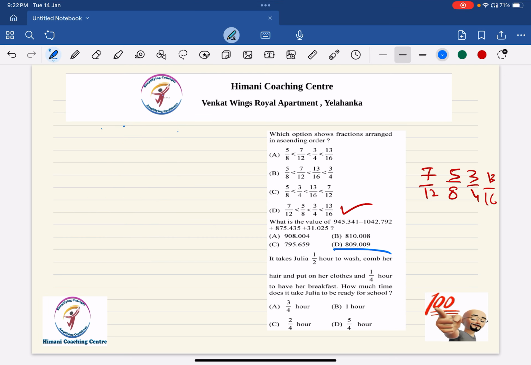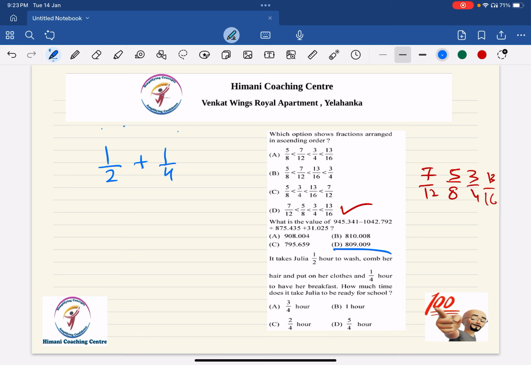Okay. Next question. It takes Julia half hour to wash, comb her hair, and put on her clothes and 1 by 4 hour to have her breakfast. How much time does it take Julia to be ready for school? So what should we do? Add this 1 by 2 plus 1 by 4.